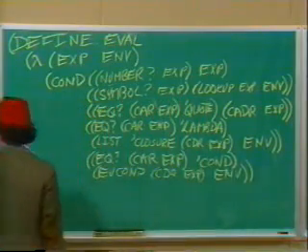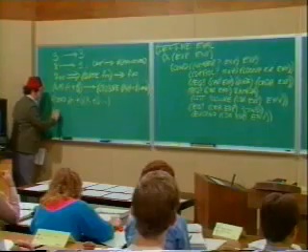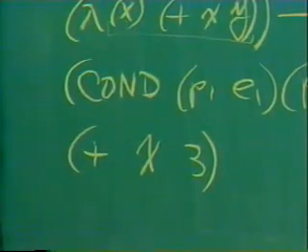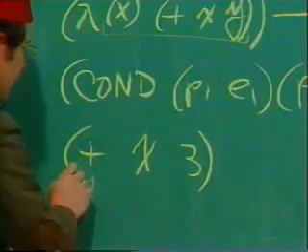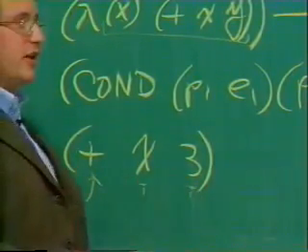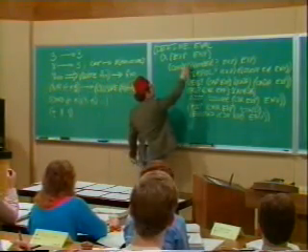Well, there's one more case. Arbitrary thing like the sum of x and 3, where this is an operator applied to operands. And there's nothing special about it. It's not one of the special cases. The special forms. These are the special forms.